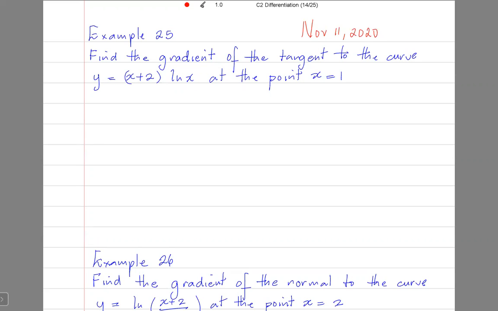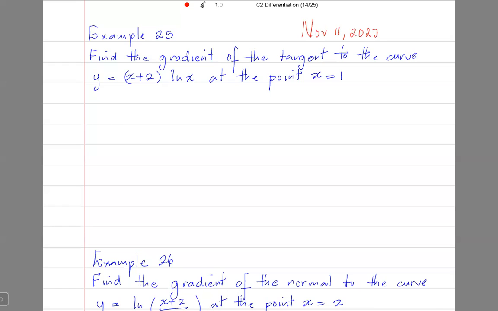Now, since the normal is at right angles to the tangent, and the product of the gradients of perpendicular lines is -1, that is from coordinate geometry, if I invert the gradient of the tangent and change its sign, I'm going to get the gradient of the normal.